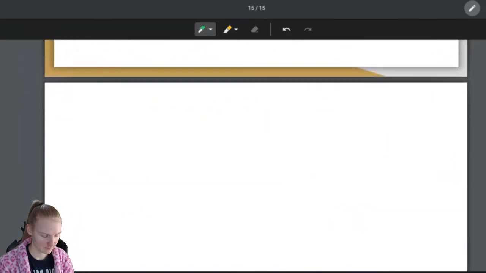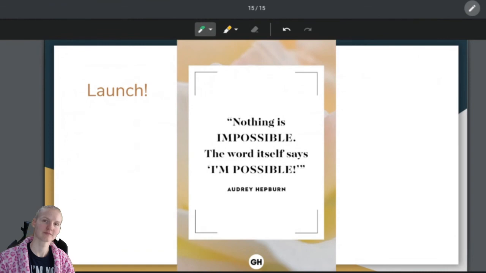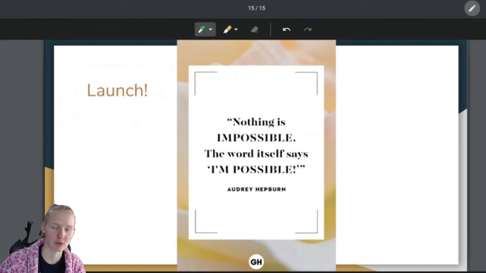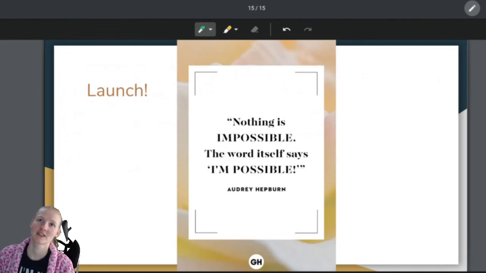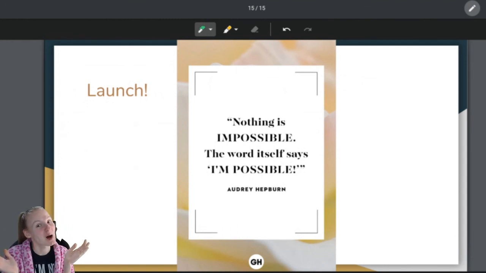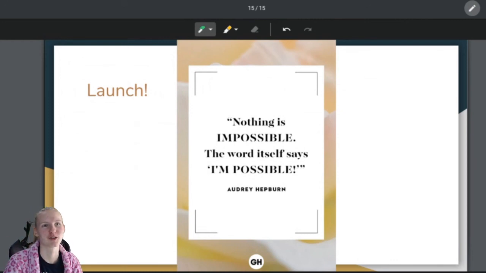And lastly, your launch for today comes from Audrey Hepburn. She was an actress. And it says, nothing is impossible. The word itself says, I'm possible. So you've probably heard this one before. I especially like this saying because when you say something is impossible, maybe it is. There are some things that are impossible. Surviving in space without a spacesuit is impossible. Living without oxygen is impossible. You know what I mean. There are some things that are impossible.